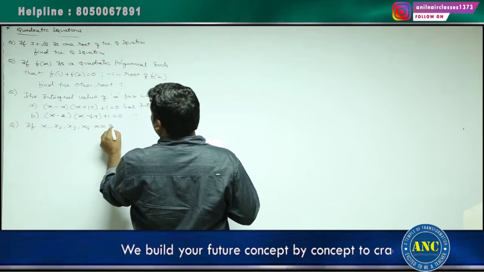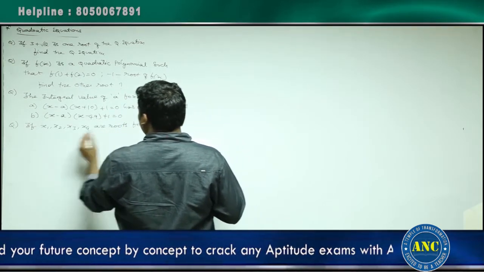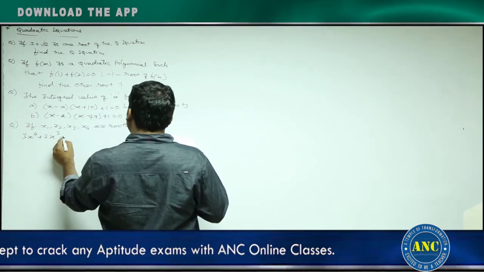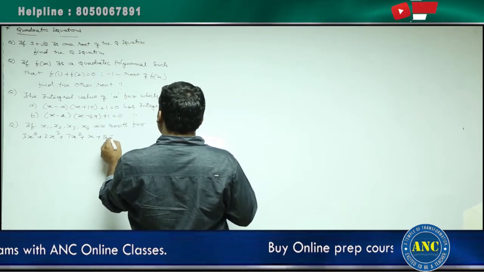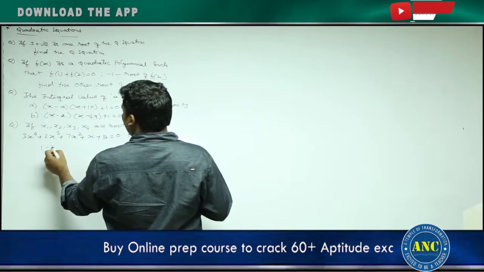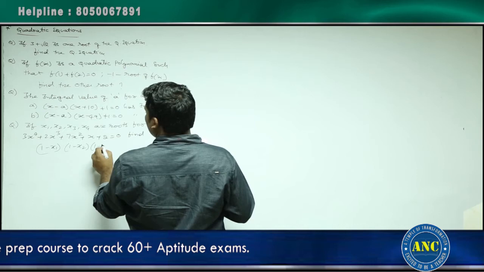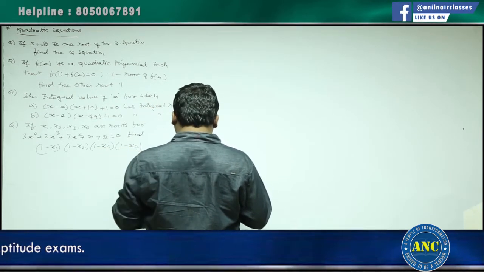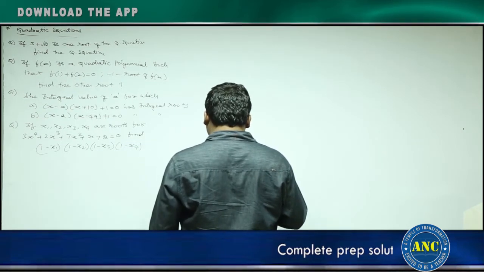If x1, x2, x3, x4 are the roots of 3x power 4 plus 2x cube plus 7x square plus x plus 2 equals 0, find 1 minus x1, 1 minus x2, 1 minus x3, 1 minus x4.